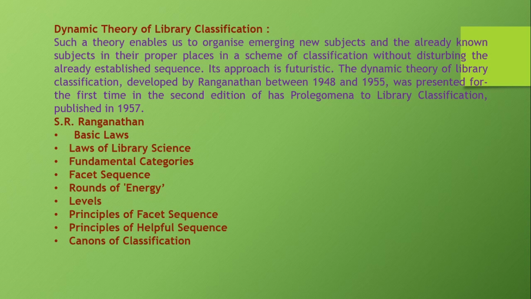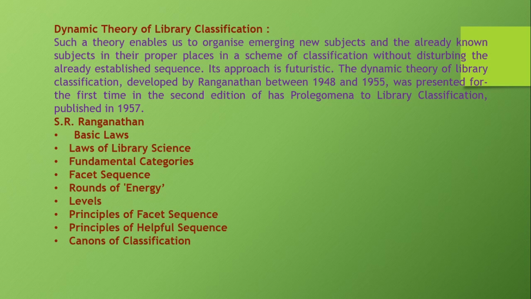Laws of library science. Ranganathan's 5 laws of library science are: books are for use, every reader his or her book, every book its reader, save the time of the reader, a library is a growing organism. These were formulated in 1928 and were first published in the book The 5 Laws of Library Science, 1931.